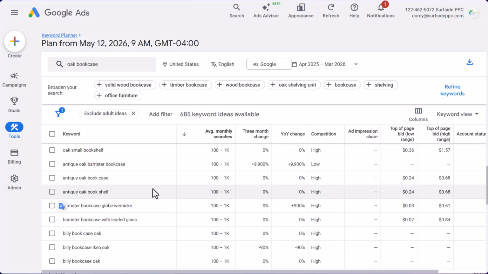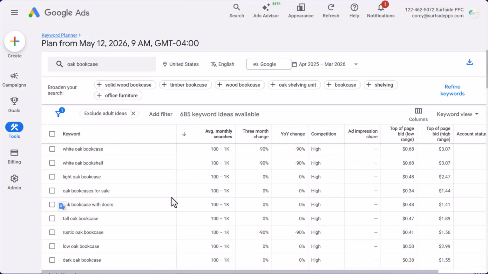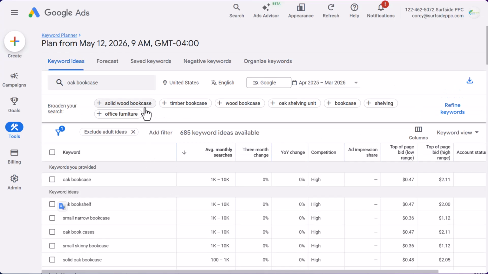So this will wrap up our podcast episode number 19, really just going over Google Ads keyword research.